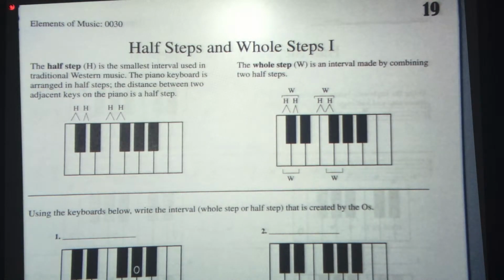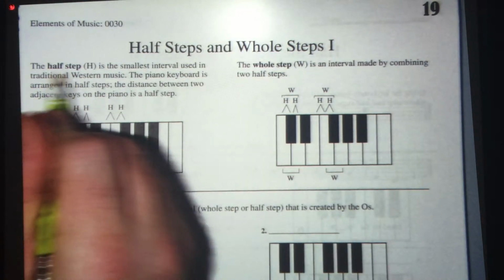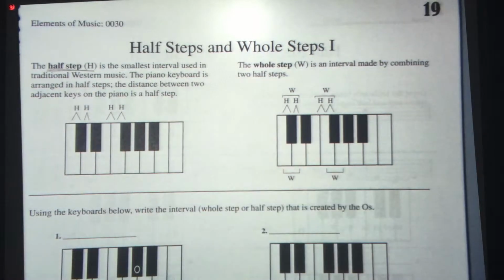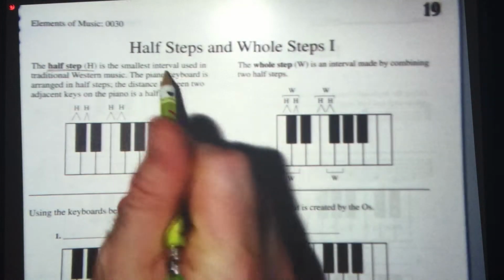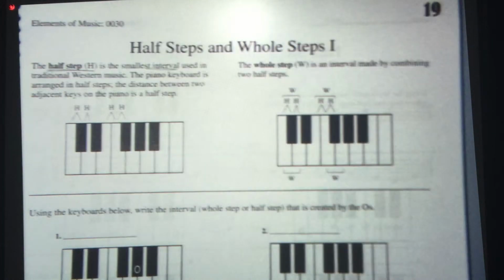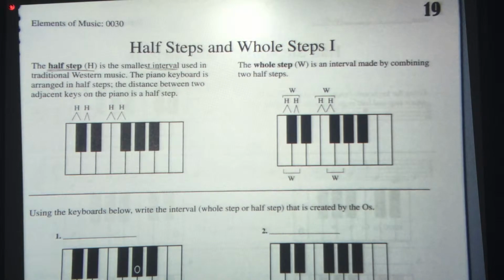Also, all of our scales are built and made up of half steps and whole steps, a series of these two things. So what is a half step? The half step, which we're going to use the symbol H, is the smallest interval used in traditional Western music. Well, you have to know what an interval is. Interval means the distance between anything. In this case, we're talking the distance between two notes.